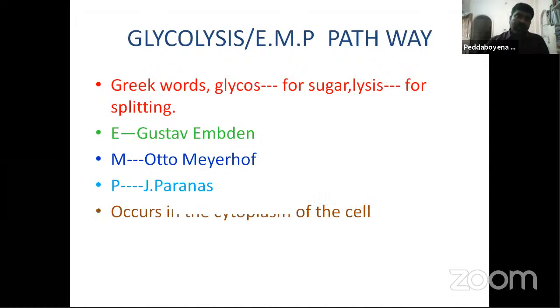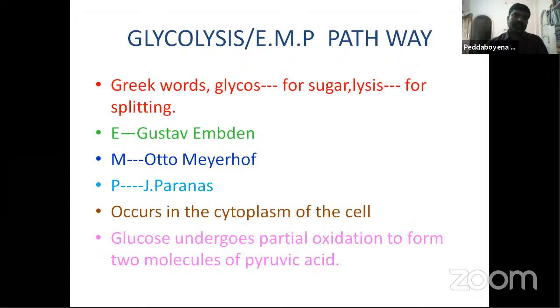In glycolysis, generally these reactions occur in the cytoplasm of the cell. That is very important: the cytoplasm of the cell. Next, in this process, glucose undergoes partial oxidation to form two molecules of pyruvic acid.